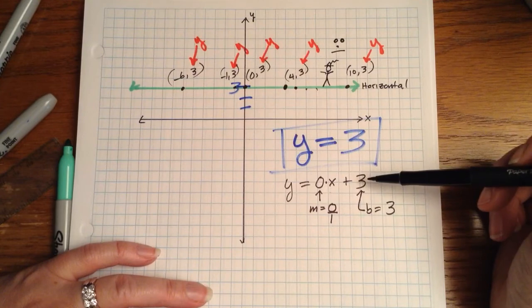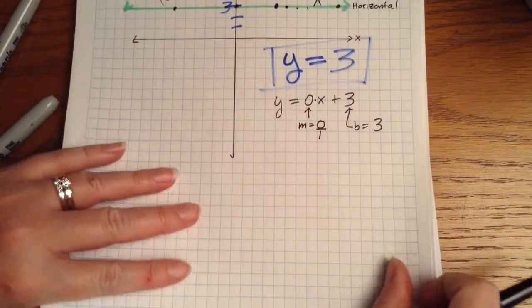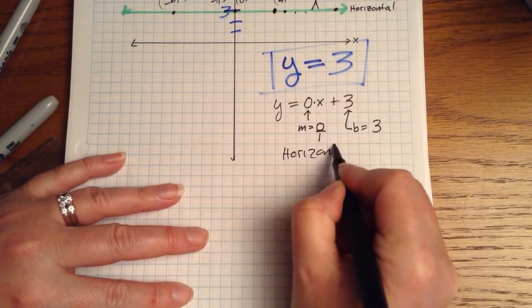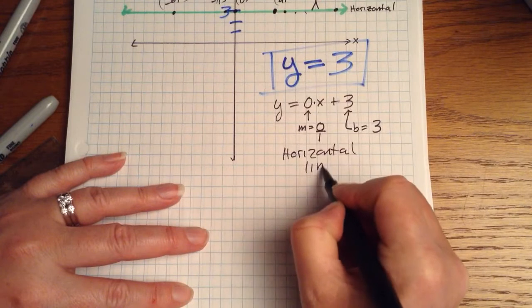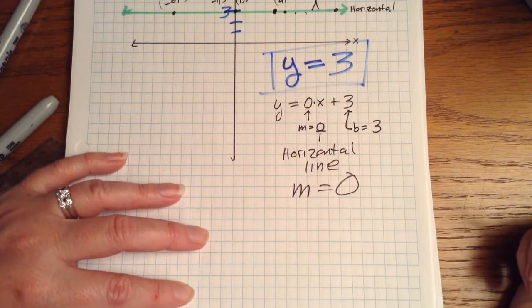It is in slope-intercept form, and with a horizontal line, let's write it boldly in our notes. You ready? With a horizontal line, the slopes are always 0. I know, crazy. What about vertical lines?